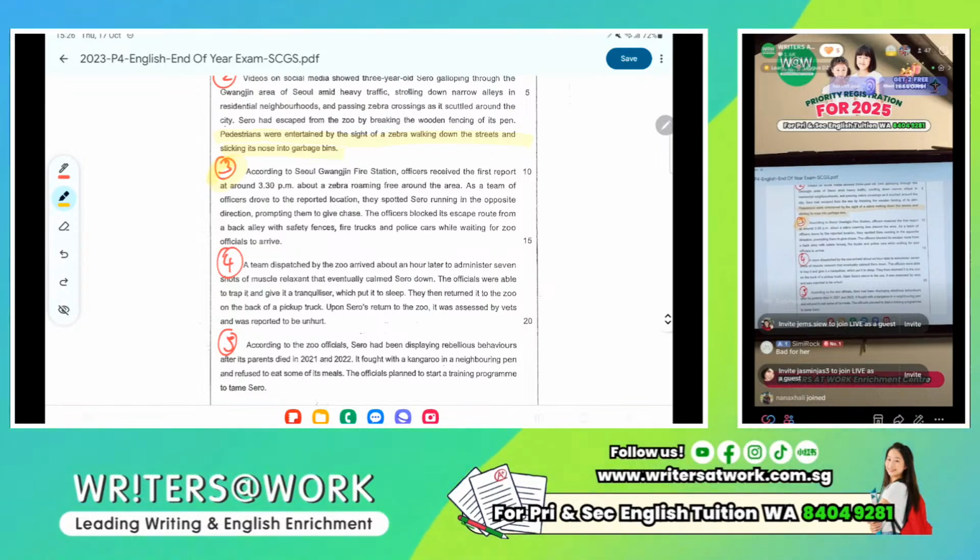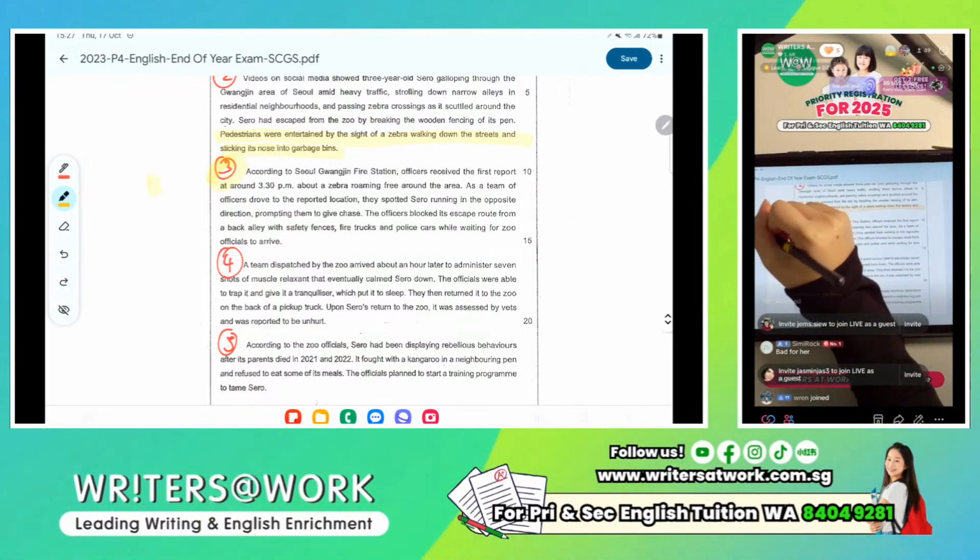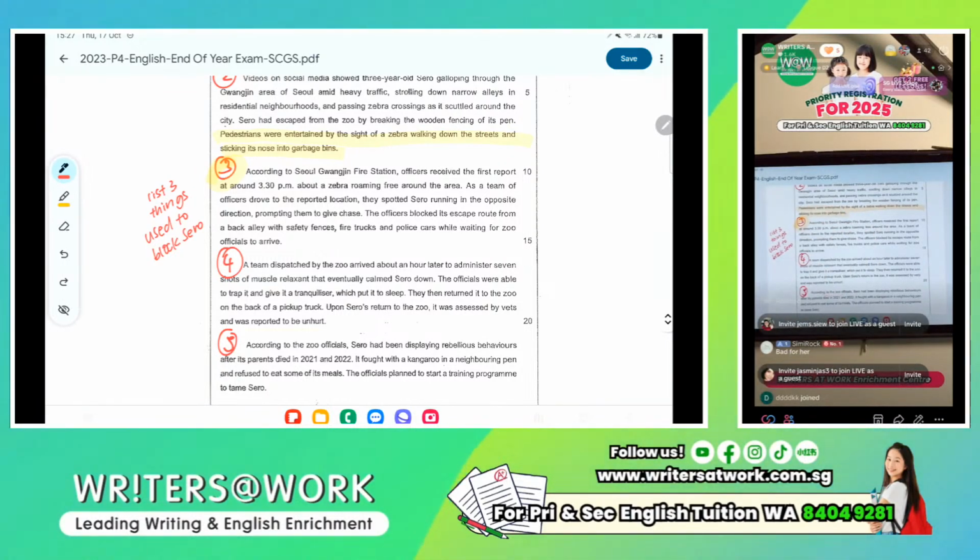Okay. What would it be for this third question in the Compre OE over here? So list 3 things used to block Sarah. So what 3 things were used to block Sarah? Okay, what things were used to block Sarah? Right, there are 3 things.